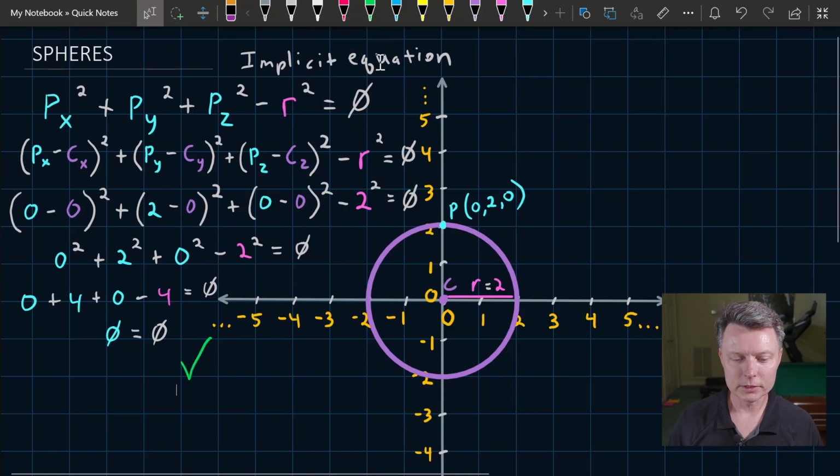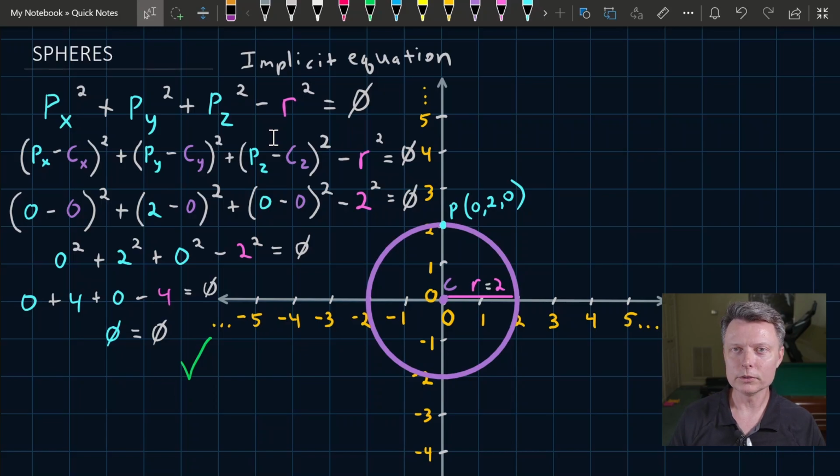So this implicit equation just provides a simple test for whether a point that we pick is on the sphere or not. It does not give you a point on the sphere. Instead, it provides a test for a point that you pick. And we will use this implicit equation in our upcoming formula when we want to find out if a ray intersects the sphere. So let's take a look at that now.